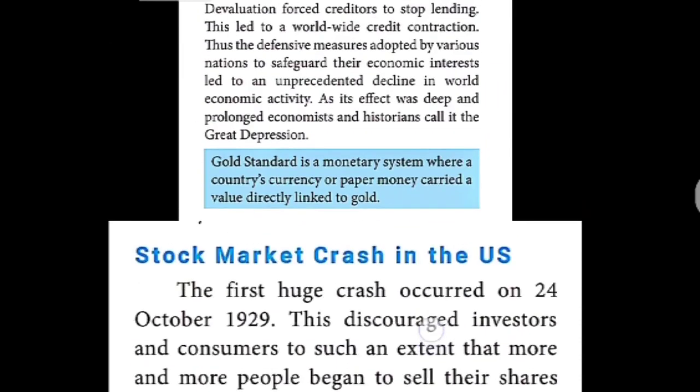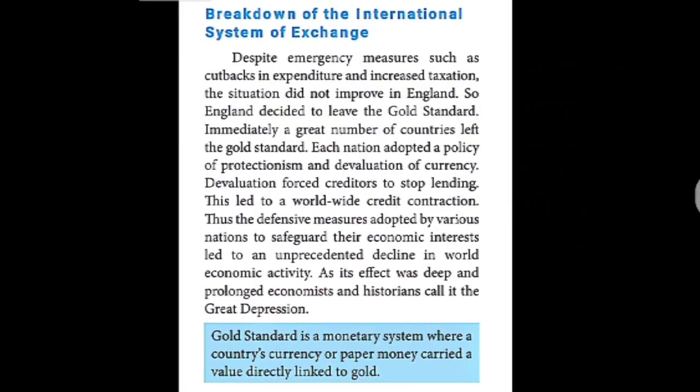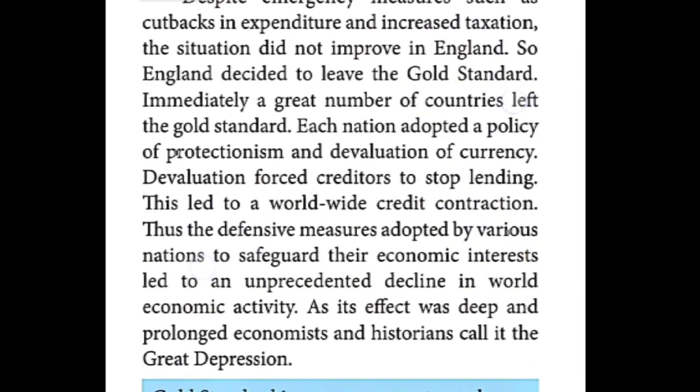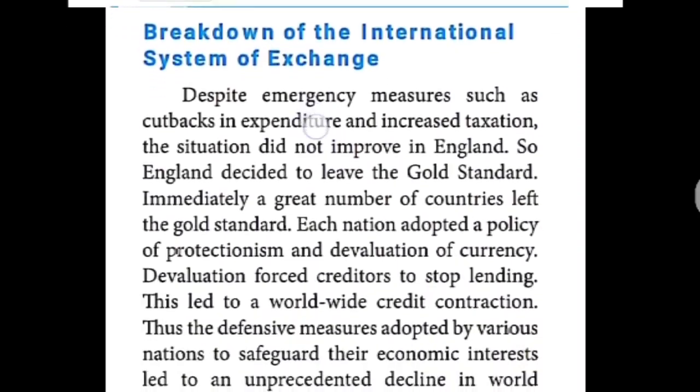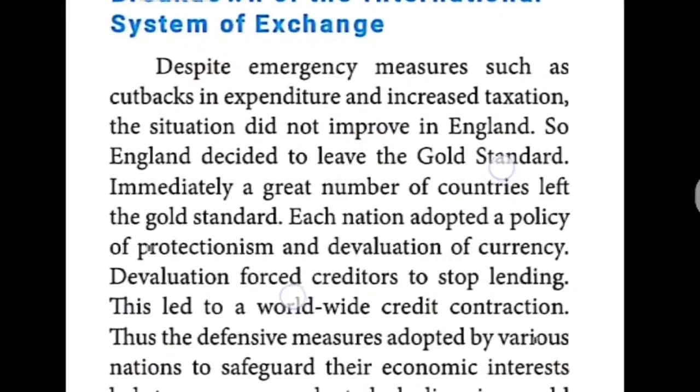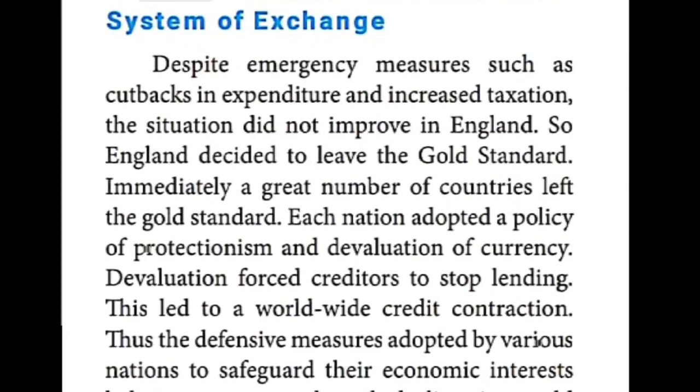The next one given is the breakdown of the international system of exchange. What happened in England? In America, American banks, everything, failed because of the share market collapse. Here, in the breakdown of the international system of exchange, in England, otherwise Britain, what were they doing in order to solve this problem? They cut back, like that one word is there. Cut back in expenditure.